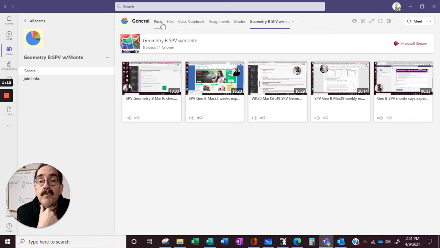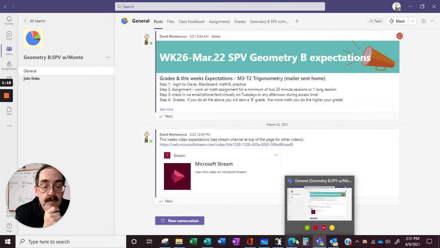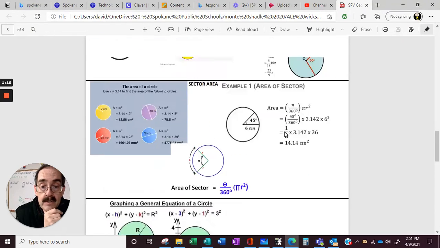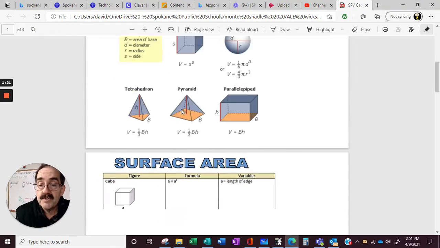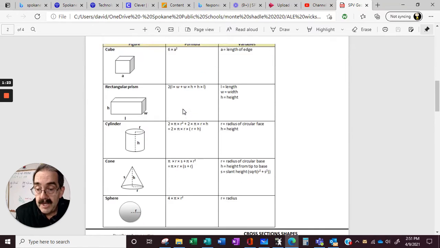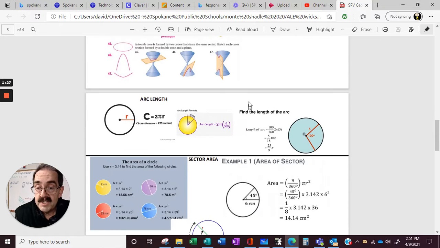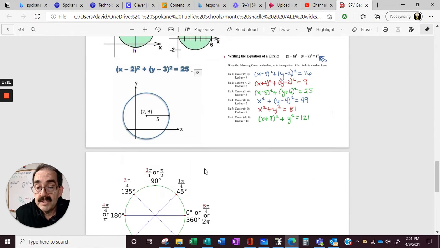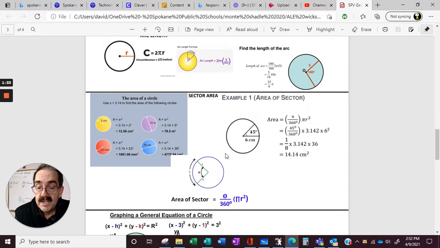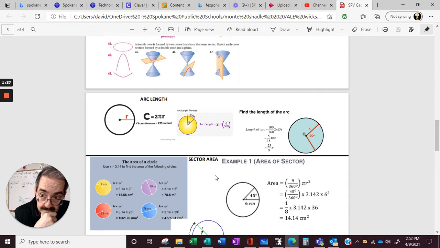And we post cheat sheets, okay? The cheat sheet that we will be getting in the mail, I'm putting it in the mail this weekend, talks about 3-dimensional shapes, surface area, cross sections. The first thing we're going to do are circles, okay? The equation of a circle, sector length, arc length, sector area. All right? So let's get started.